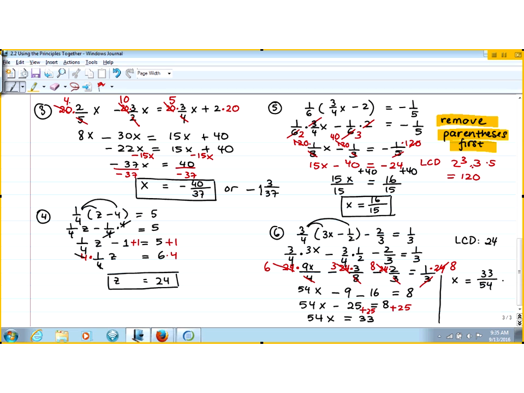Okay, I think you can reduce this, right? By what? By 3? Yeah. So reduce this, divide this by 3, divide this by 3. So x is 11 over, what is 54 divided by 3? Alright. Yes?